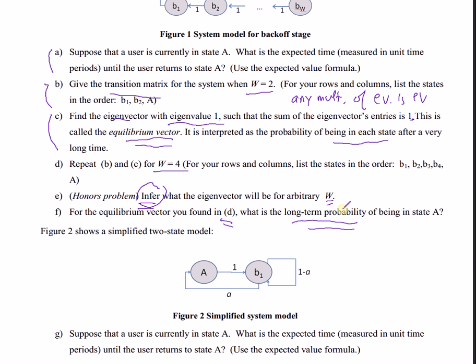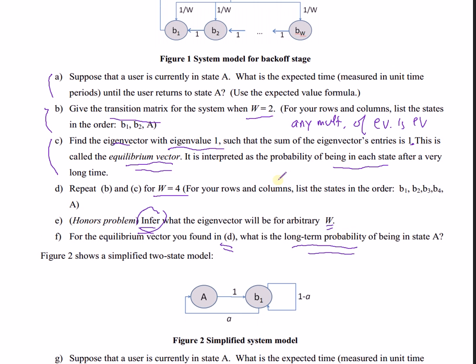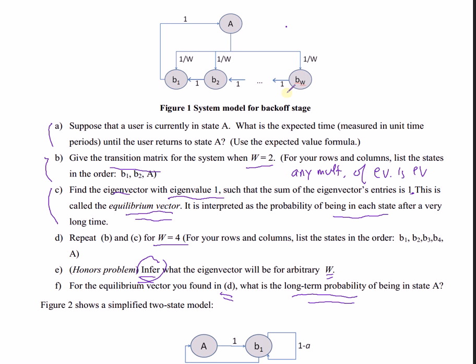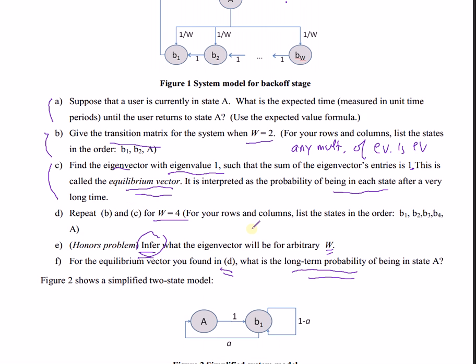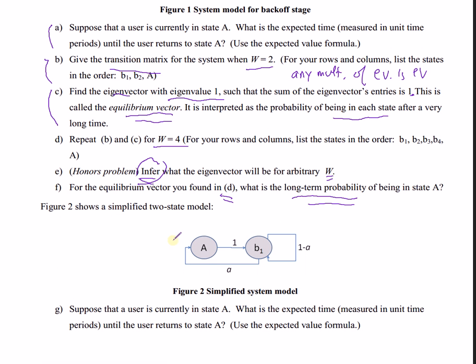Okay, so we've characterized in some sense the back-off stage. We've characterized the expected time. And we've also characterized, if you hook this back-off stage up to a single state, the fraction of time that the system will remain in this other state. I want you to do the same 2 calculations for this simplified 2-state model.